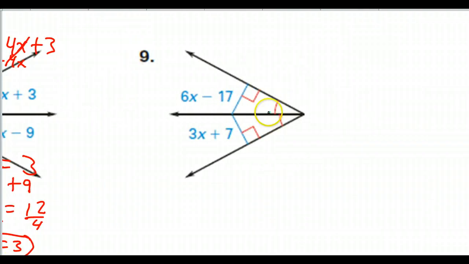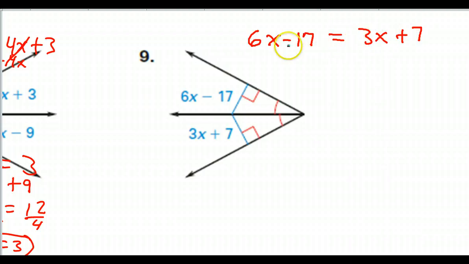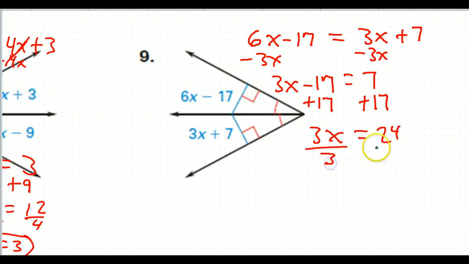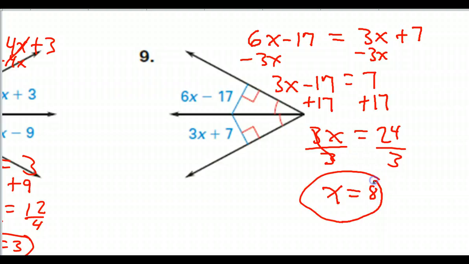Number 9, basically the same thing. Perpendicular distances, the angles are the same, so the distances are the same. So that's going to give me 6x minus 17 should equal 3x plus 7. Let's start with the x's. Let's subtract 3x from both sides. That'll give me 3x minus 17 equals 7. Now let's add 17 to both sides. That's going to give me 3x is equal to 24. Dividing by 3, that's going to give me x equals 8. Alright, so that's how we did number 9.